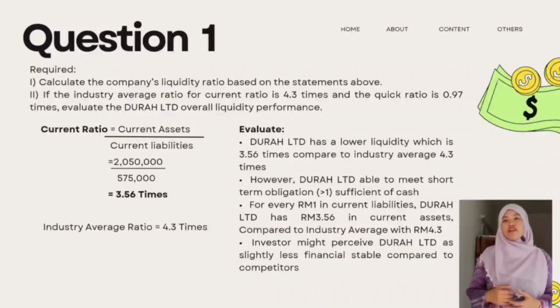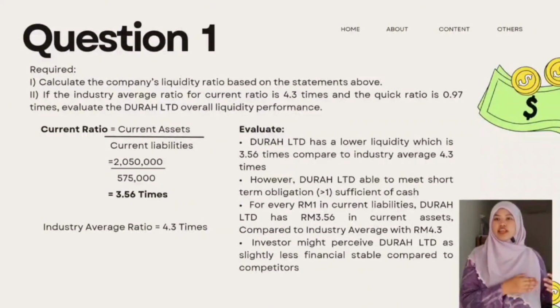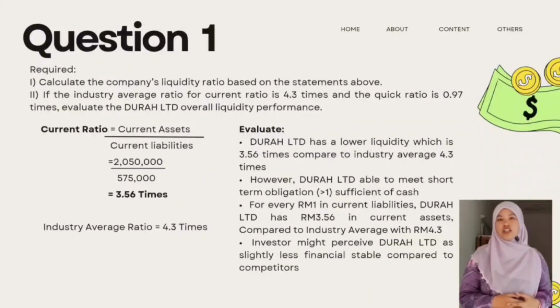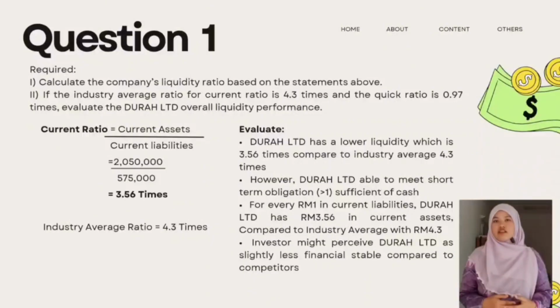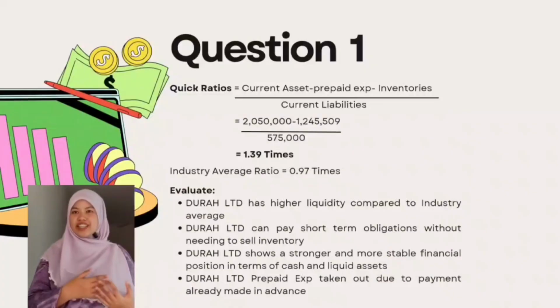Specifically, for every 1 ringgit in current liabilities, Dura Ltd has 3.56 ringgit in current assets. In comparison, the industry average shows 4.3 ringgit in current assets for every 1 ringgit of current liabilities, which reflects a stronger liquidity position among the competitors. Because of this difference, investors might view Dura Ltd as slightly less financially stable compared to its peers. However, since its current ratio is still above 1, the company remains in a position to manage its short-term financial commitments.